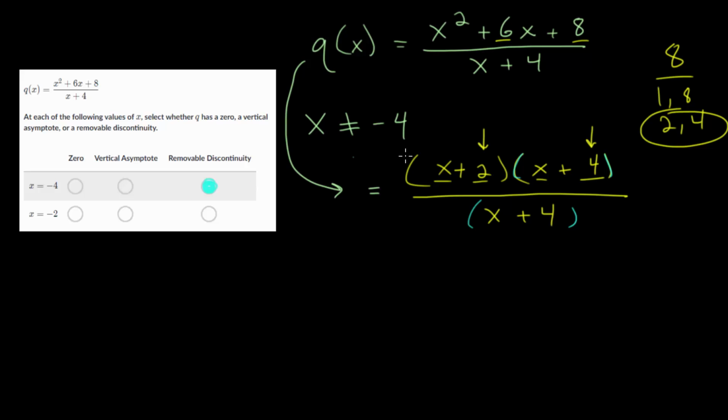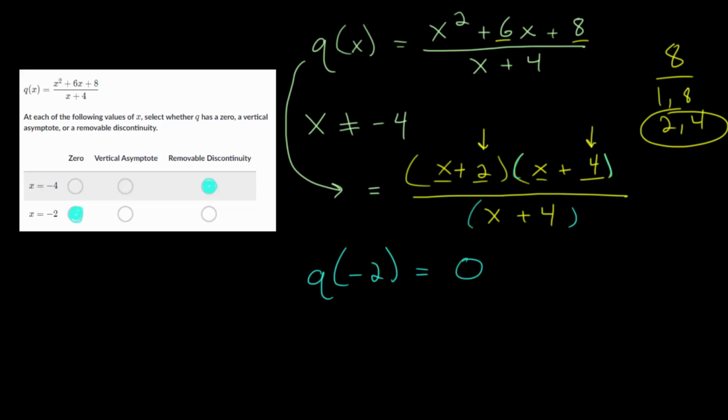And then if we plug in -2, notice that's going to make our numerator equal to 0. So q of -2, you get 0 times 2 divided by 2. And 0 multiplied by anything is 0. So that would just be equal to 0, and -2 is one of our zeros.